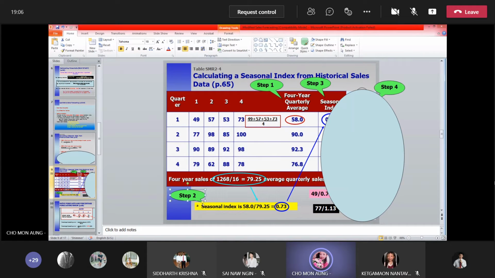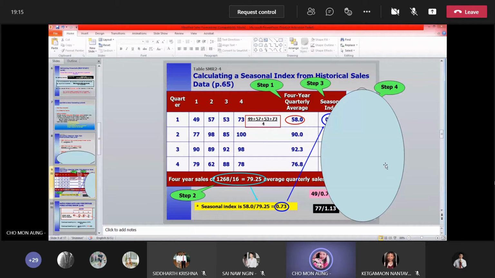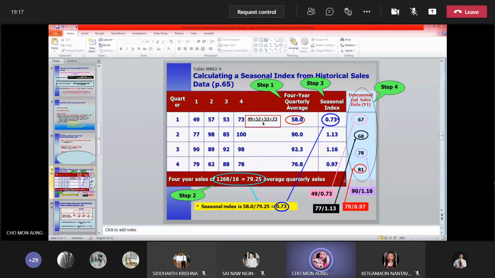Oh, wait a minute. Step 2. Step 2 is supposed to be here. Sorry guys, take the screenshot again. Step 2 is supposed to be here. Get it?